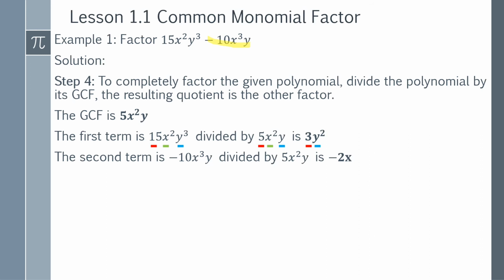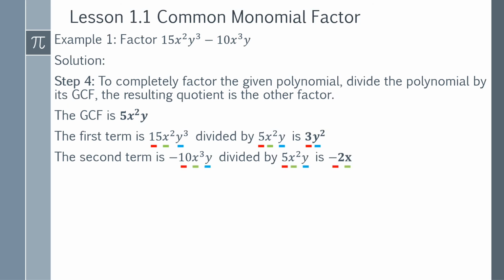The second term is 10x cubed y. Now, yung second term, isasama natin syempre yung magiging sign niya, negative 10x cubed y. Pero kung plus siya, positive, wala na tayong problema. Hindi na natin kailangan ilagay, automatic. Since negative, ilalagay natin negative. So, what is the answer? Kung i-divide sa GCF natin, na 5x squared y, negative 2x.